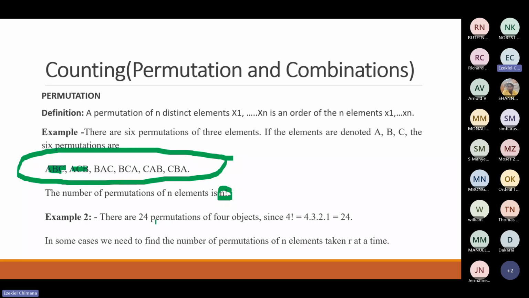So there are 24 permutations of objects. Like here, we are given 3 objects or 3 elements. So how many permutations can you create?